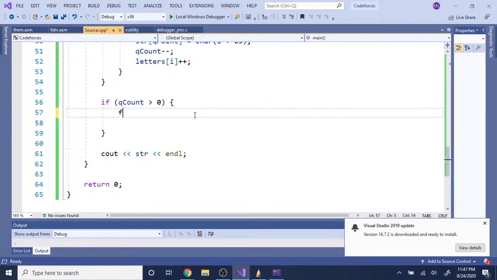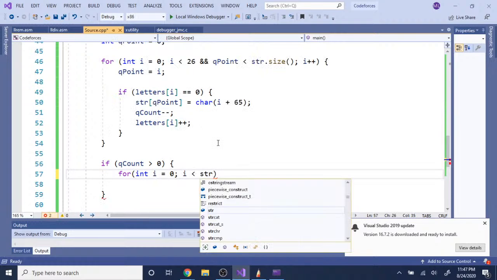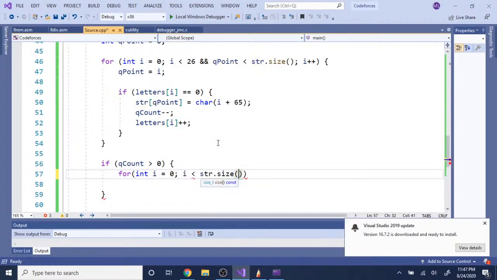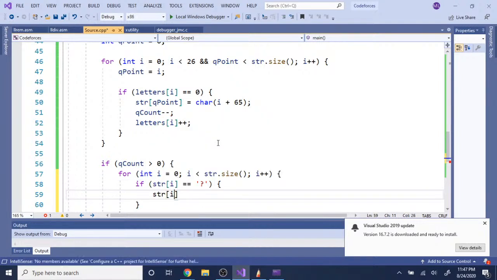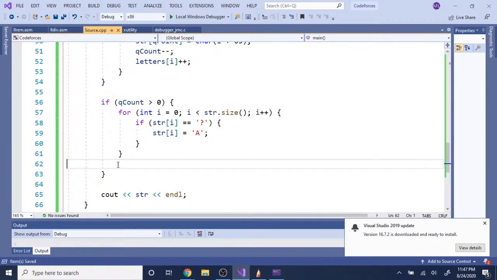Let's just go through the string and replace it with random characters, right? So we'll do str dot size, I++, and then we're going to say if str at I is equal to a question mark, str at I is going to equal any letter. So let's replace it with A. It doesn't matter at that point, right? So yeah, then it should work.